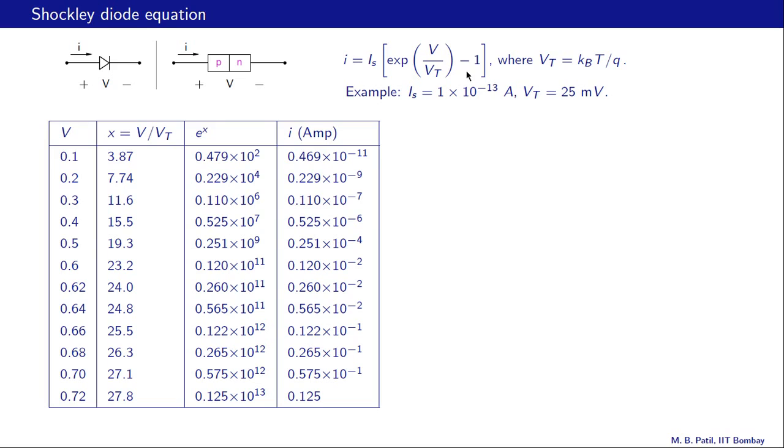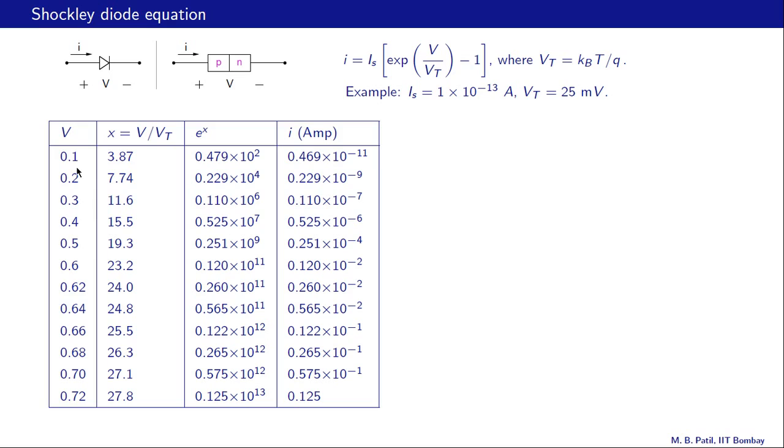Alright, now this e^x gets multiplied by Is, that is 0.1 picoampere, and that gives us the diode current. So that turns out to be about 0.5 × 10^-11 ampere. This current is too small to be of any practical relevance, and therefore we say that the diode is not conducting when the forward bias is 0.1 volts.